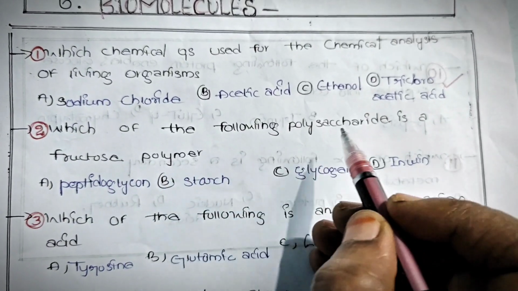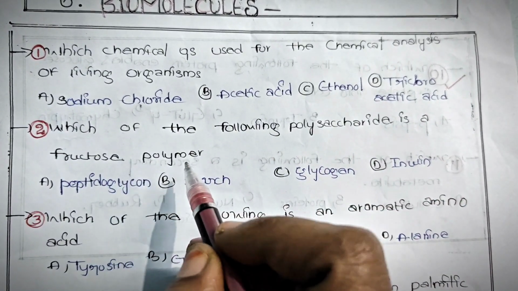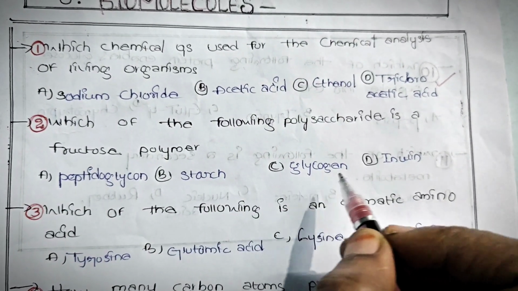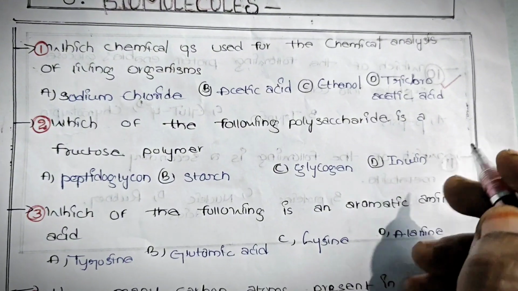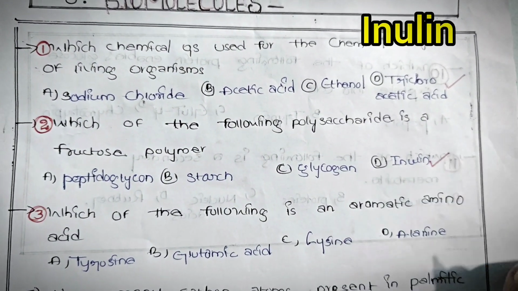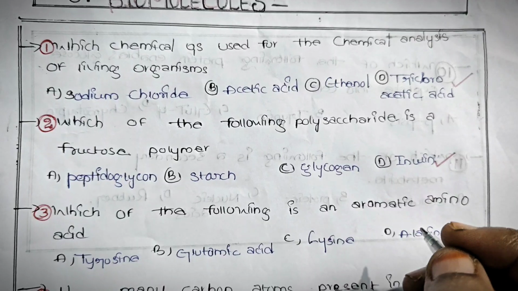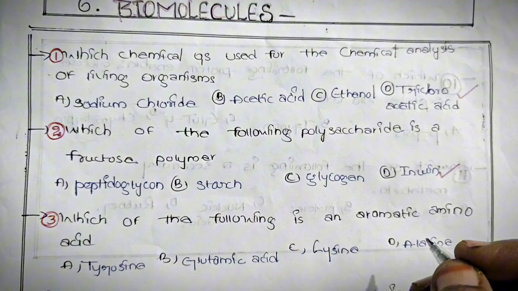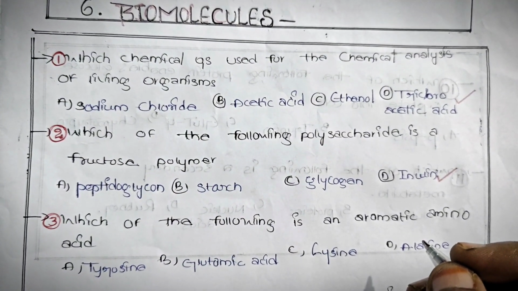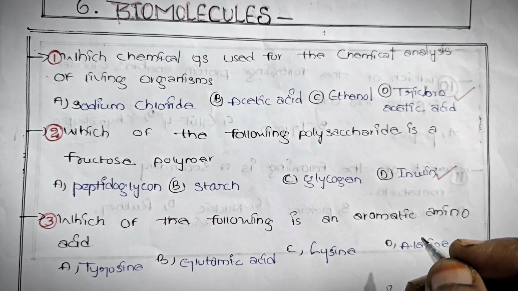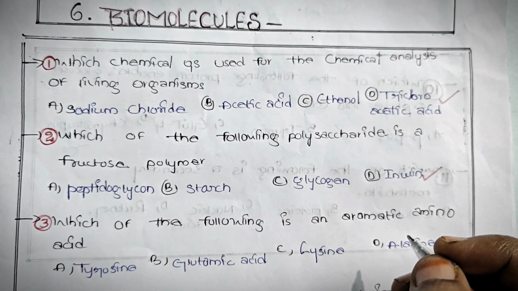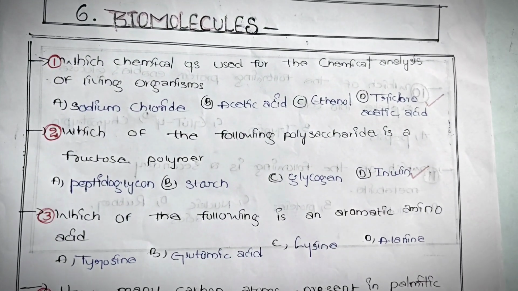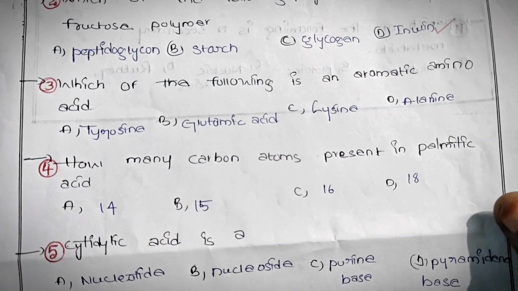Which of the following polysaccharides is a fructose polymer? Options are peptidoglycan, starch, glycogen, inulin. For this, the correct answer is inulin. Inulin is a polysaccharide that is made up of repeating fructose units. It is commonly found in plants like dahlia and chicory. So inulin is a polymer of fructose. Let's see the next question.